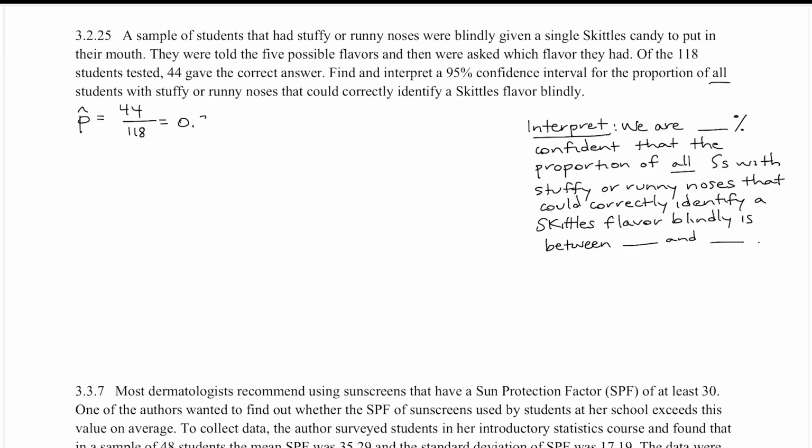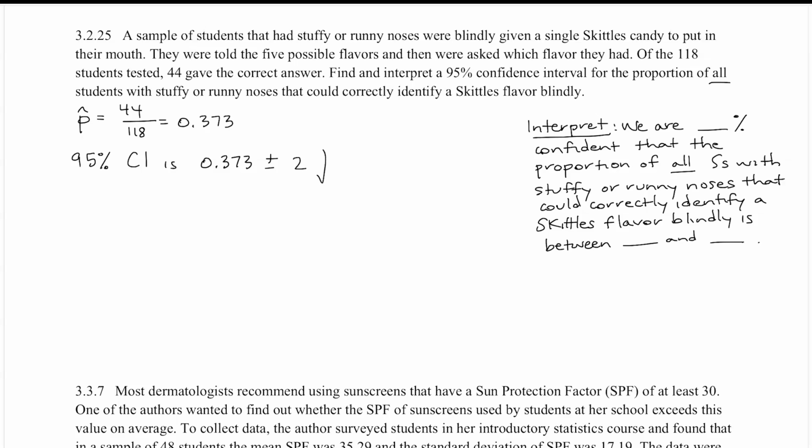So in this case, we need to figure out our p-hat value, the sample proportion of successes in the sample. 44 out of 118 students correctly identified the Skittles flavor, and that was 0.373. So just common sense wise, in the previous question it was about half the students correctly identified the flavor. In this question it's less than 40%. So there does seem to be a difference when the students have stuffy or runny noses that they can't identify the flavor as well.